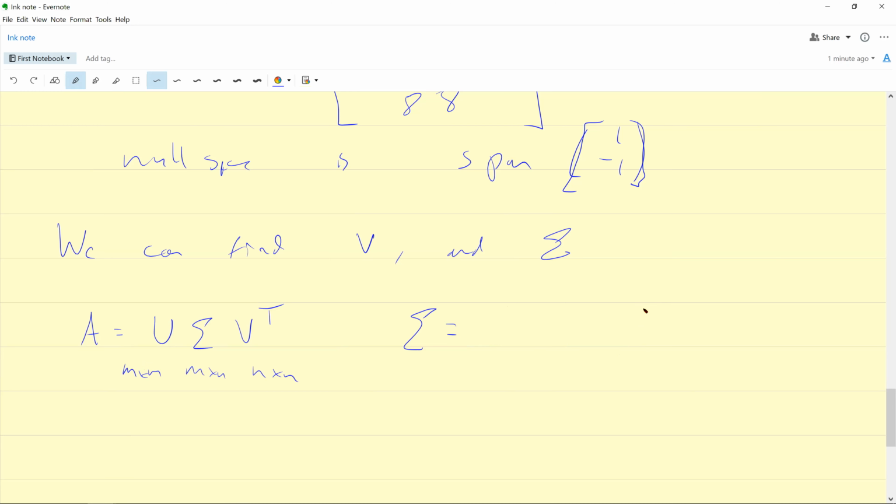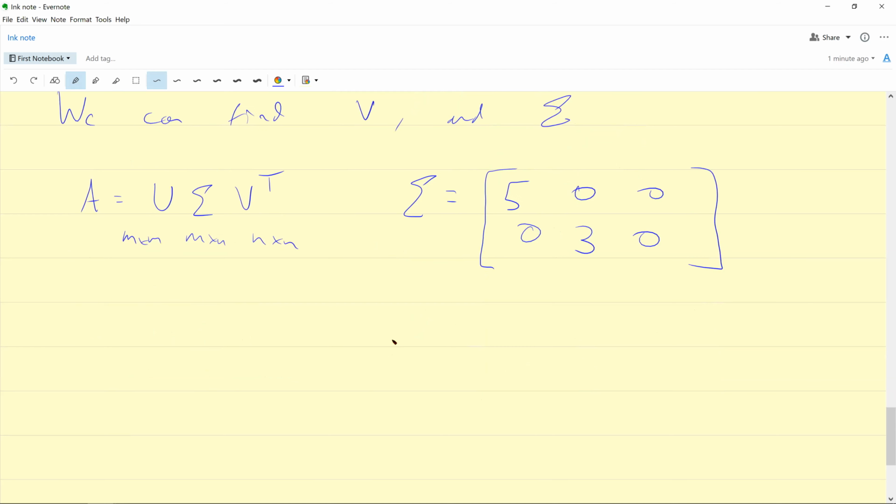Should be the singular values across the diagonal with zeros everywhere else. Yeah. So this is 2 by 3. So diagonal entries are these two, and then we have 5 and then 3. And then for V, what do we plug in to get our column vectors?